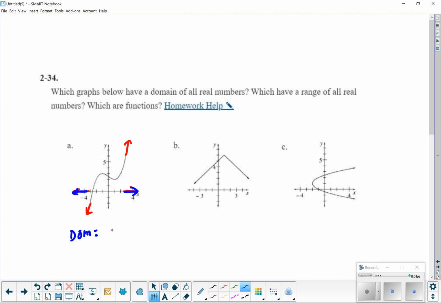Domain is going to be all real numbers. So let's see if this is true. This one has a little arrow going kind of diagonally down, which means it does keep going to the left. And this one also has an arrow going diagonally down, which means it's also going to the right. So this one, the domain is also all real numbers.